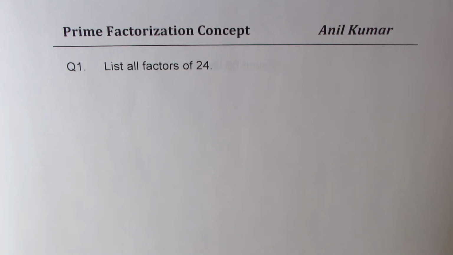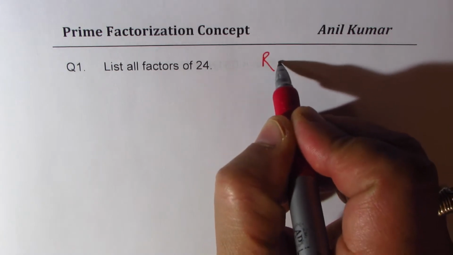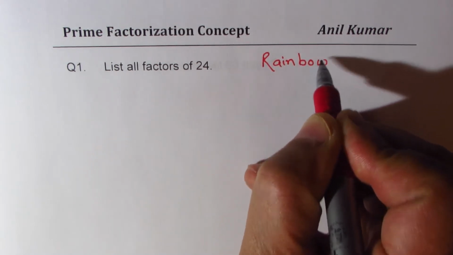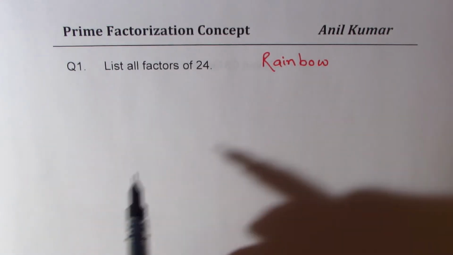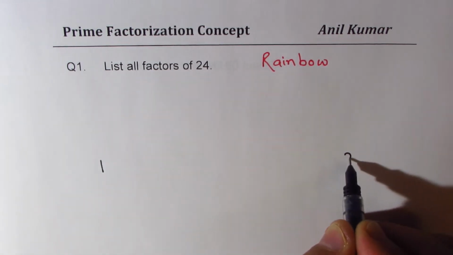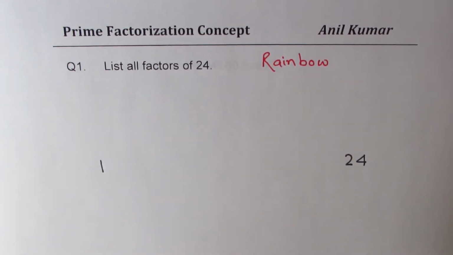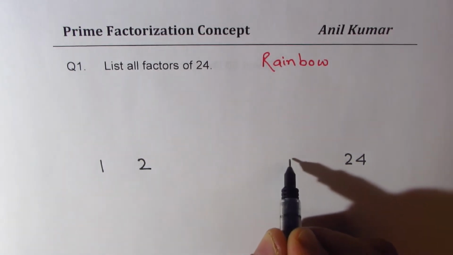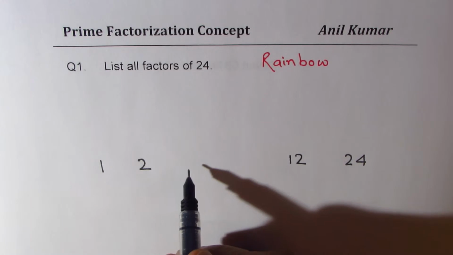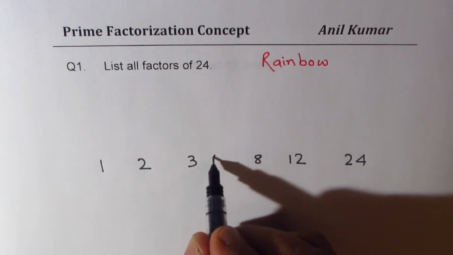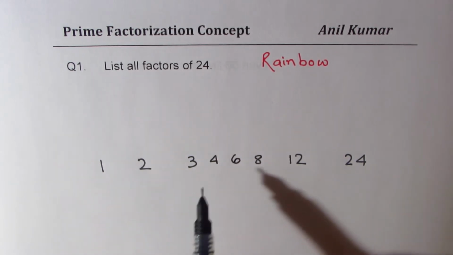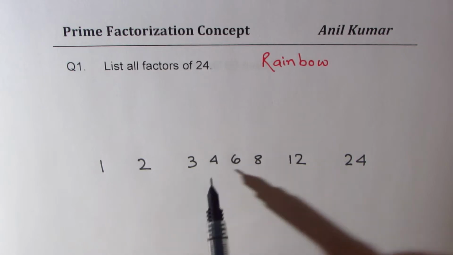So the first question here is: list all factors of 24. So we'll make a rainbow to list all the factors of 24. See how. Let's begin with 1 itself. We know 1 times 24 is 24, correct? How about 2? Now 2 times 12 is 24. And 3 times 8 is 24. How about 4? 4 times 6 is 24, right? And then it is 6 times 4, so it reverses.